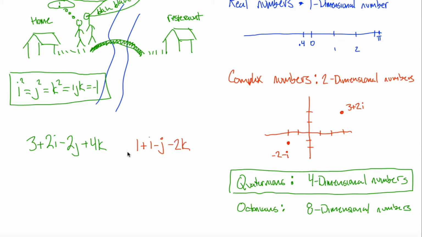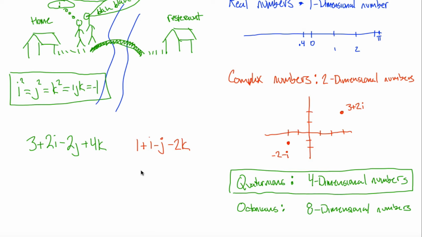No problem. When you're adding them, just add 3 and 1 is 4, 2i and 1 more i is 3i, -2j and minus 1 more j gives me negative 3j. 4k minus 2k would be positive 2k. I can add them together. I could even subtract them. Multiplying them will be challenging.